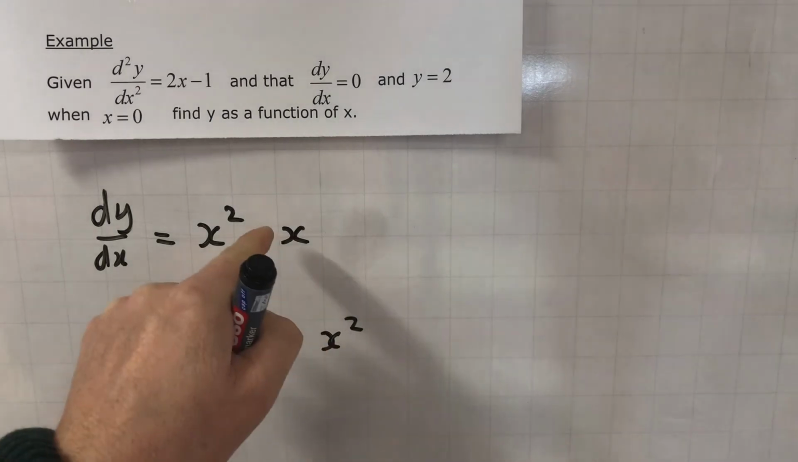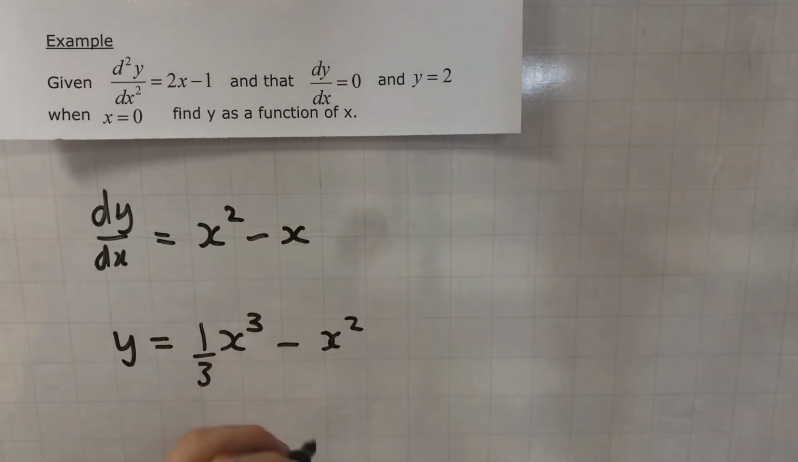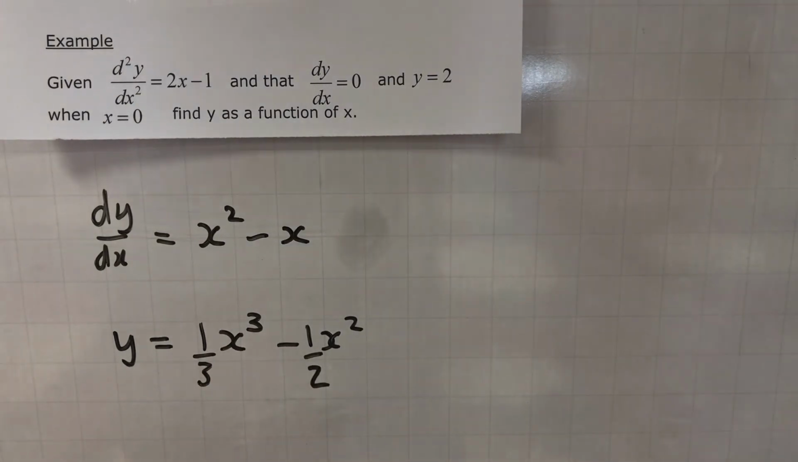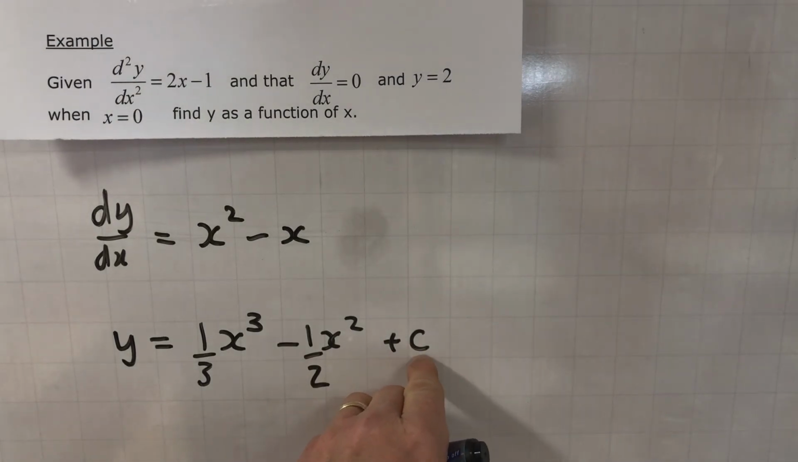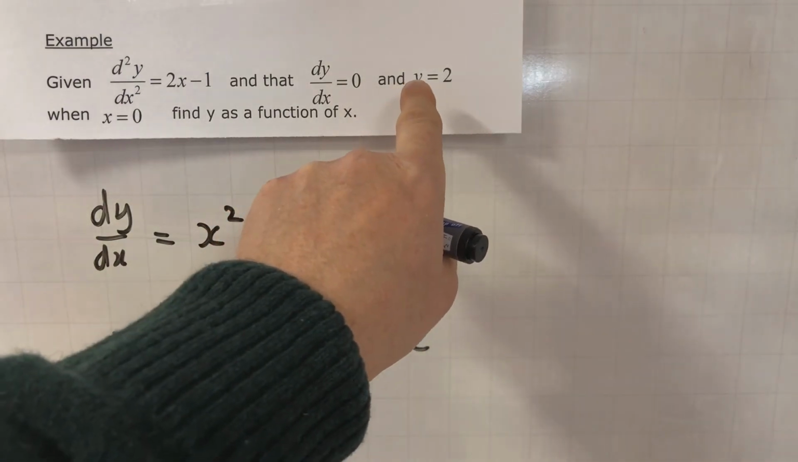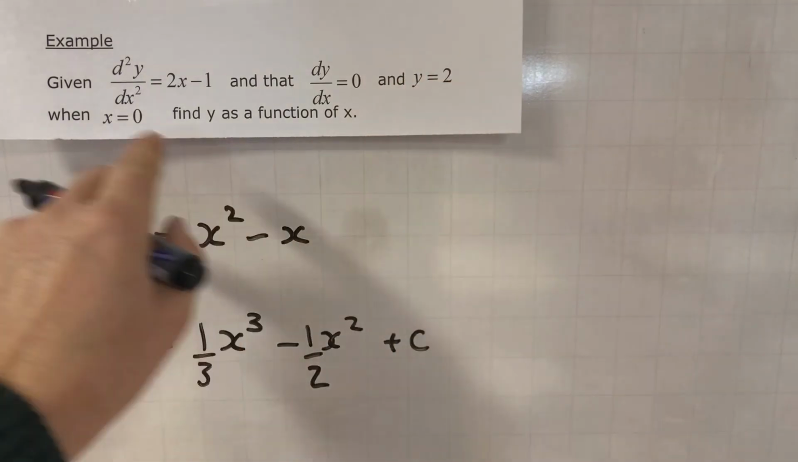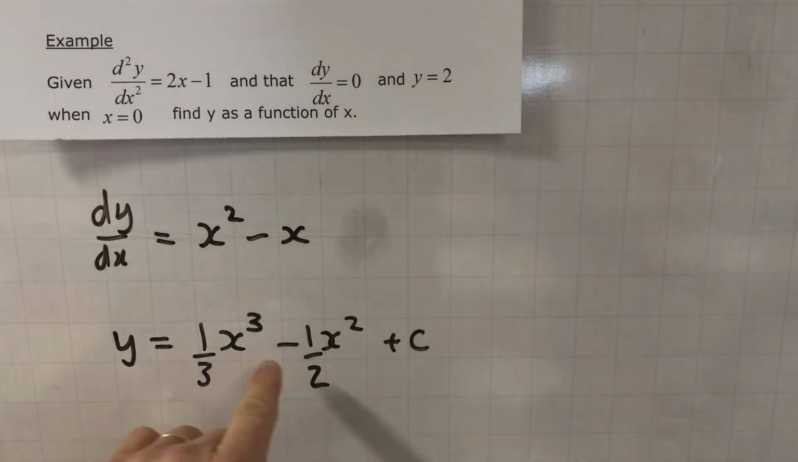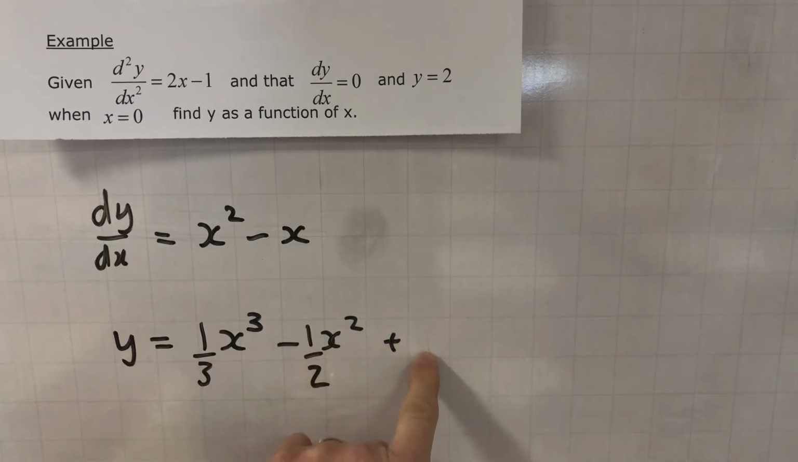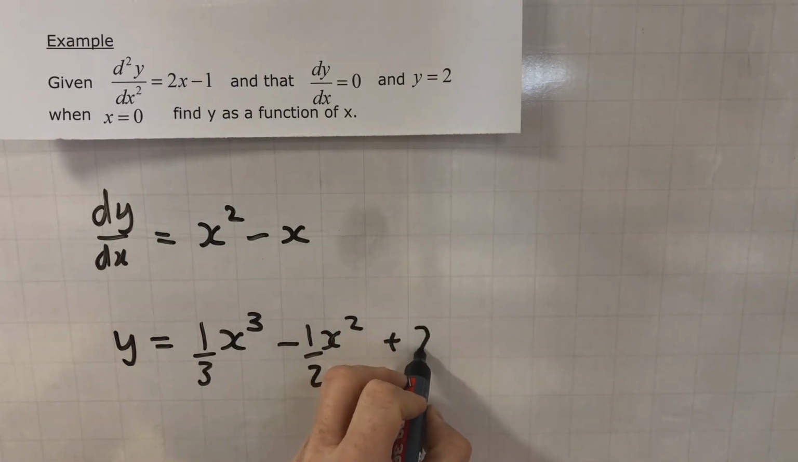Differentiate that, I get 2x. Therefore, I need a half at the front. And once again, I must consider the fact that there could have been a constant, because the differentiation of a constant is nothing. Now here we're told that the value of y is 2 when x is nothing. So nothing, nothing, the whole thing's got to equal 2, so that constant there must have been equal to 2.